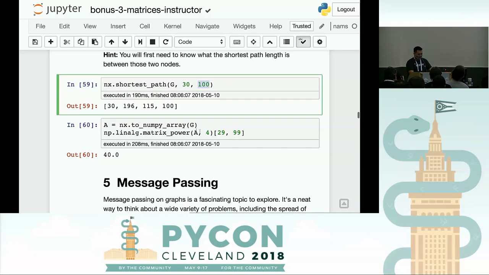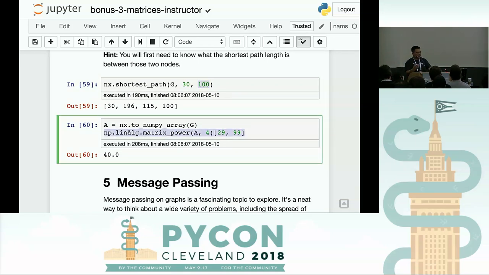So if you do that, np.linalg.matrix_power of A, we raise it to the power of 4 because we want to find all paths of length 4 between all pairs of nodes, but then we only index into node 30, which is index 29, and node 100, which is index 99, right? Does that make sense? Everybody, that makes sense? All right, so we actually find out that there are 40 possible shortest paths between node 30 and node 100. It's a very cool result, okay?